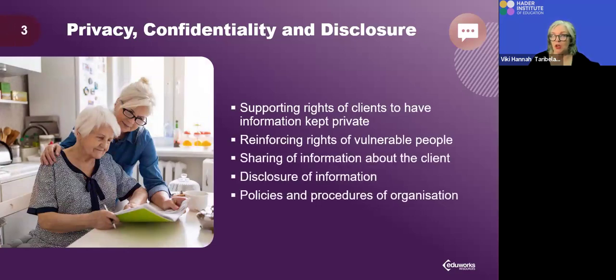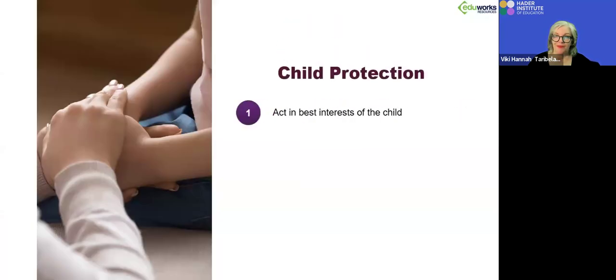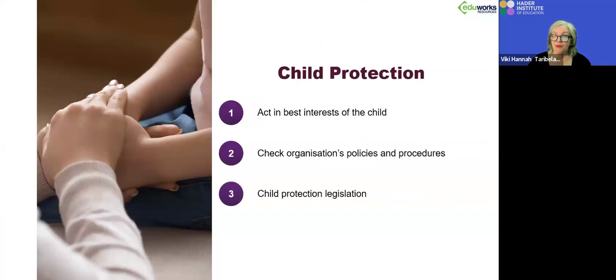So that's the scope within privacy, confidentiality and disclosure. That could be us disclosing, or what do we do when a client discloses information to us that we need to report? Child protection are there to act on the best interest of the child. You can review their policies and procedures and the child protection legislation.